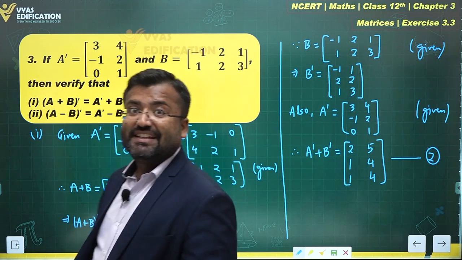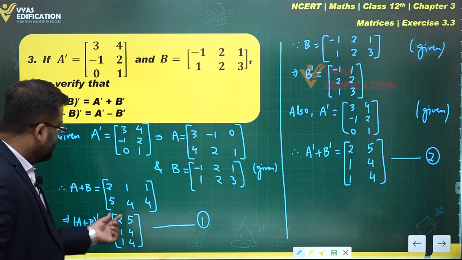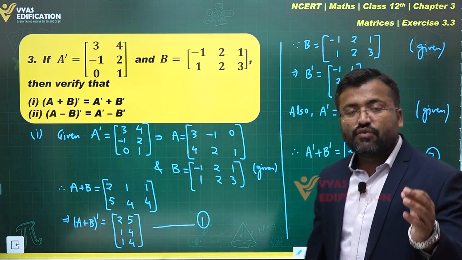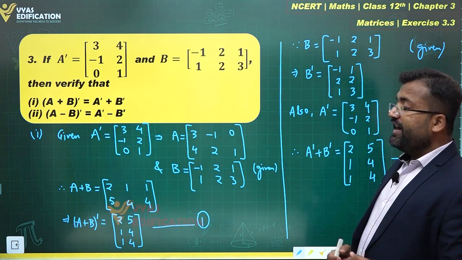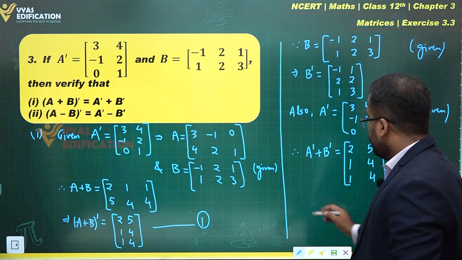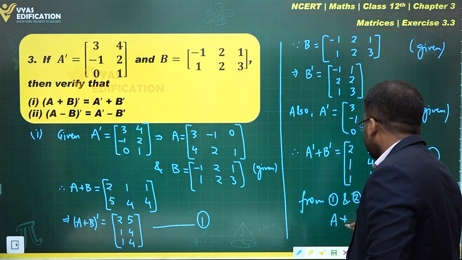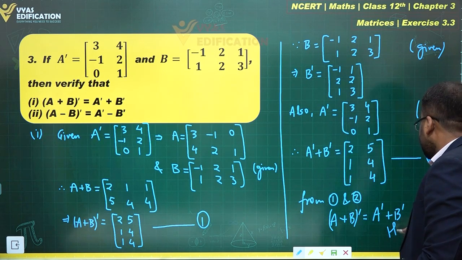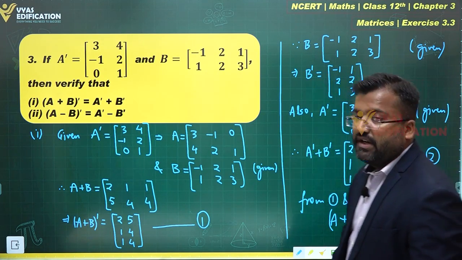Now observe the matrices obtained at the end of 1 and at the end of 2. This is 2, 5, 1, 4, 1, 4, and 2, 5, 1, 4, 1, 4. The two matrices are exactly the same and this is what we started with. We wanted to prove this particular result, that is A plus B whole transpose is equal to A transpose plus B transpose, which is true for these two given matrices here, right? So from 1 and 2, A plus B whole transpose is equal to A transpose plus B transpose. This is hence verified. This is completely verified, right?